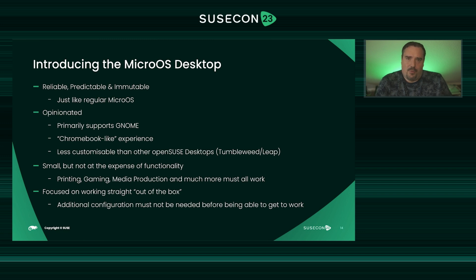That also comes with the benefit of bringing a system that is small, or smaller than a regular Tumbleweed installation, but not at the expense of functionality, right? Like desktops, right? You need these basic things to work. You need your printing to work. You need your gaming to work. You need your media production and your streaming and recording conference videos like this. All of that has to work, and ideally, all that has to work straight out of the box. So with the MicroOS desktop, we've really taken that on, making sure that as much as possible, everything works straight out after the first boot.